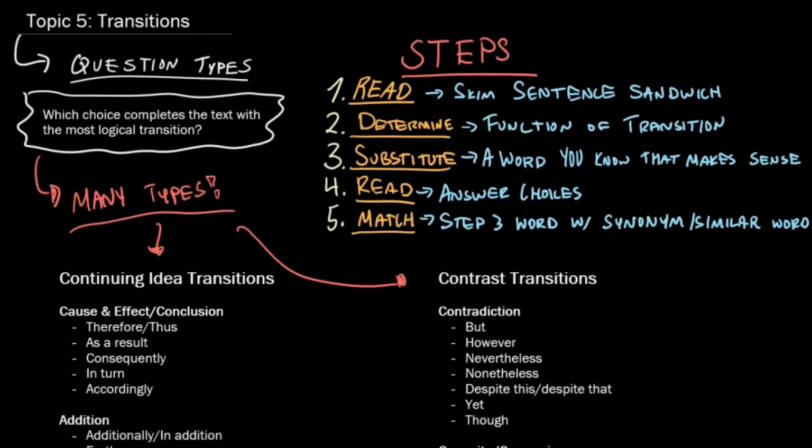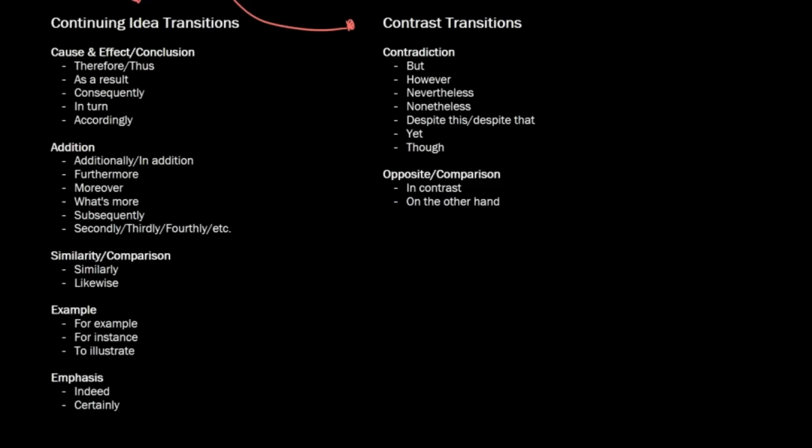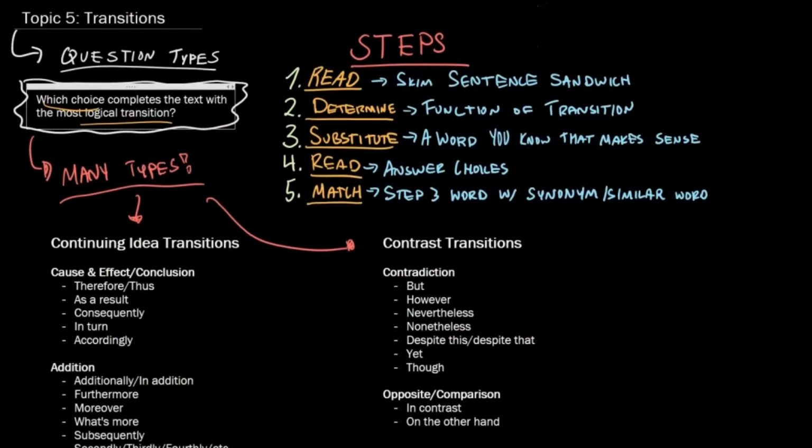So now we're going to look at topic 5, which is transitions. There's only really one question that the SAT is going to ask about a transition, and that question is, which choice completes the text with the most logical transition? So it's pretty simple. Basically, which of these words right here is the best word to put in a blank? It's going to ask you a question, we'll have a blank, and you'll need to figure out which one. So how can you do that?